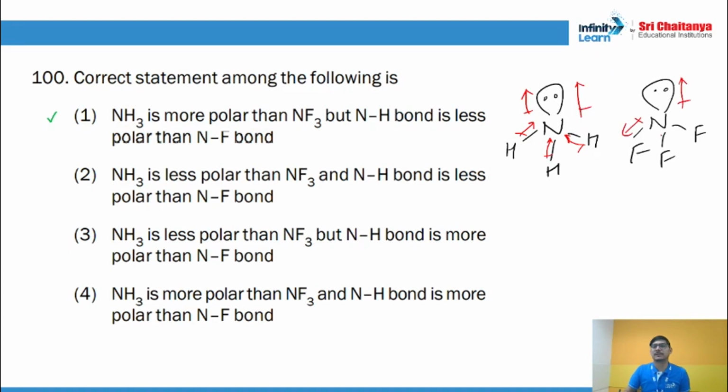The resultant of the three NF bond dipoles points in the opposite direction to that of the bond dipole due to the lone pair, right? So NH3 is more polar, but the NH bond is less polar because the electronegativity difference between nitrogen and hydrogen is small, right, as compared to that between nitrogen and fluorine. So this becomes our correct answer.